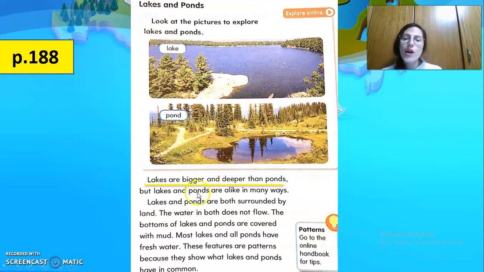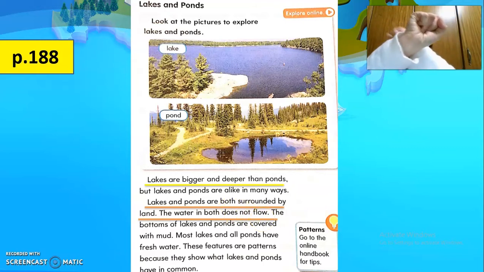Then again, how are they alike? They told us that lakes and ponds are also alike in many ways, right? Remember, alike means the same. How are they alike? Listen up carefully. Lakes and ponds are both surrounded by land. That's one. Number two. The water in both does not flow.